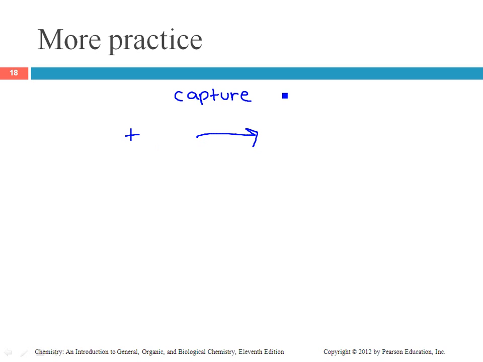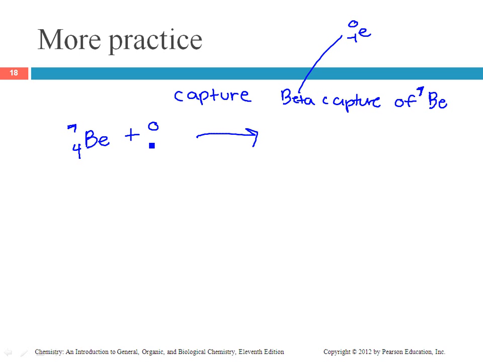So if we were going to look at the beta capture of beryllium-7, our mass number, we put that down here. We go find the Be on our periodic table, and we should get 4. And we have a capture of a beta particle. So we have to know that a beta particle is this, which looks like an electron.